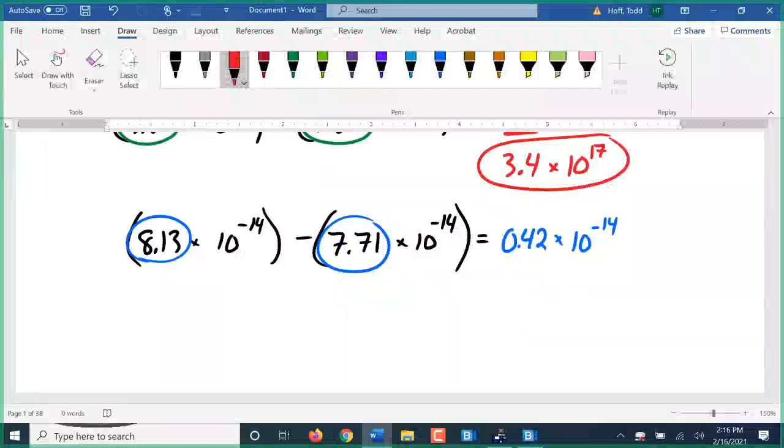However, once again, we only have a 0 in front of the decimal point. We have to have that one non-zero digit in front of the decimal point. So we move that over, it becomes 4.2 times, the number got larger. It went from 0.42 up to 4.2. The power gets smaller. So it's negative 14 minus 1 is a negative 15. So that's 4.2 times 10 to the negative 15.